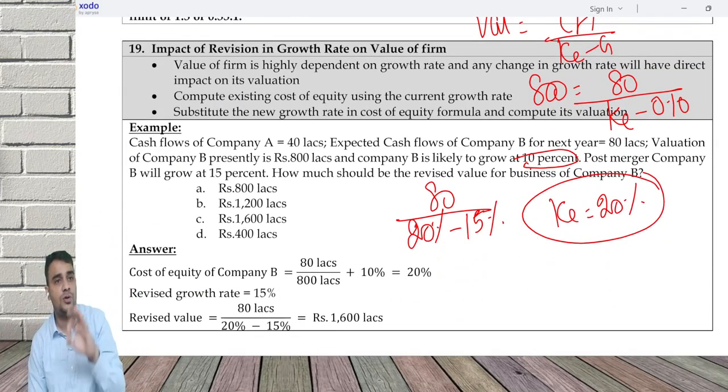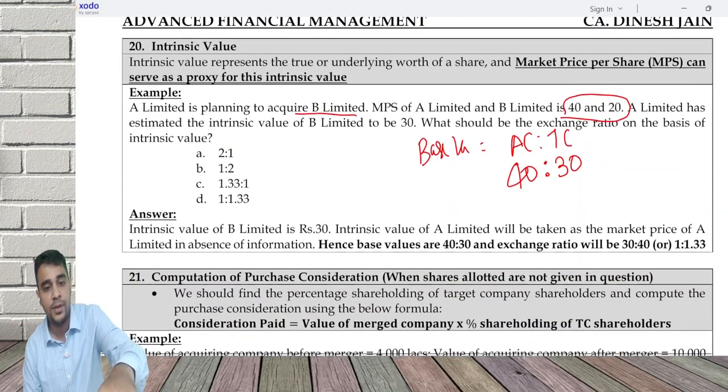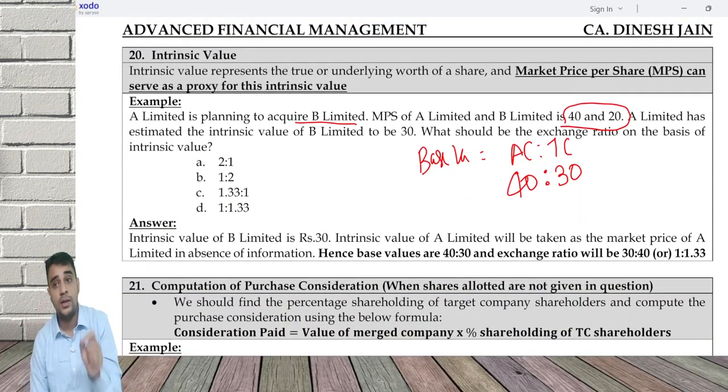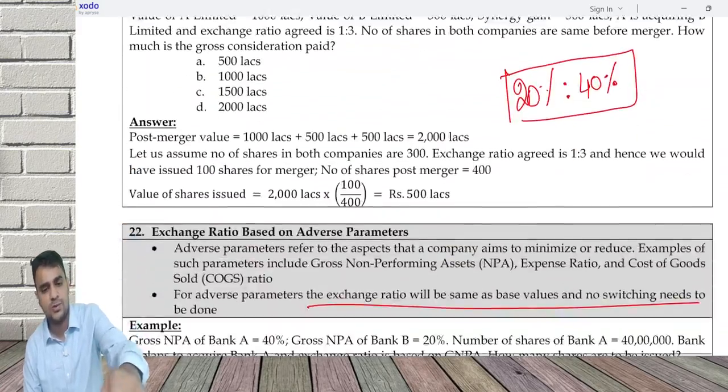Impact of revision in growth rate. In case there is a revision in growth rate, get the cost of equity, same cost of equity, new growth rate, the value of the firm will go up. Intrinsic value is the real worth. The proxy for intrinsic value is market price. This is okay.